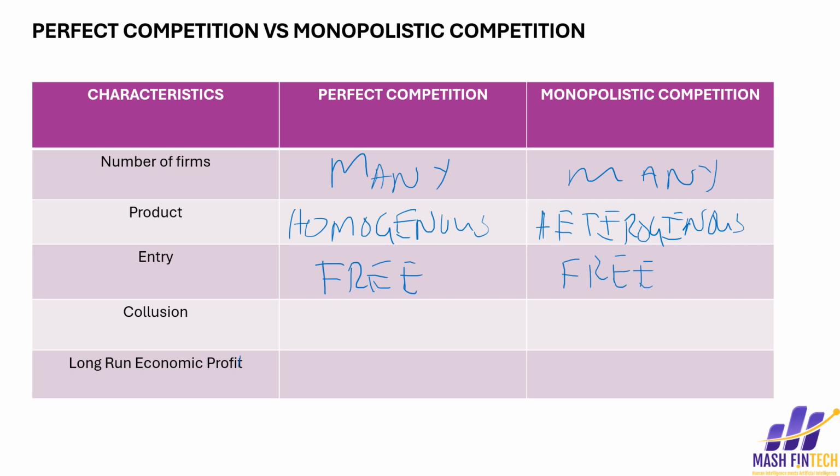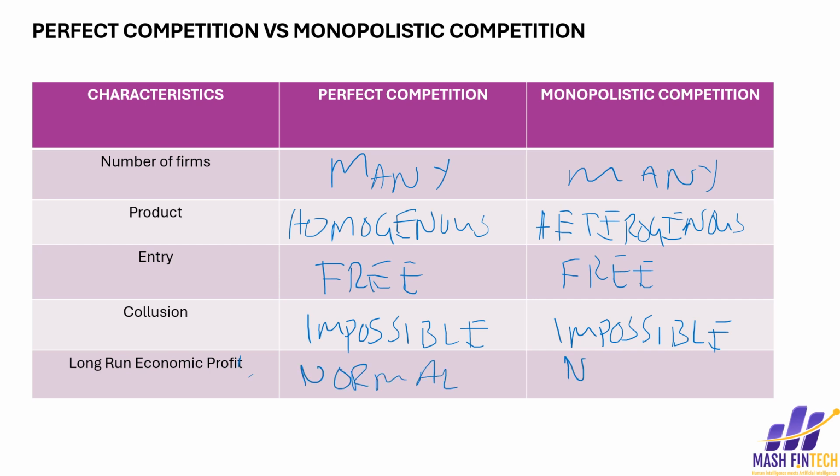Collusion is impossible for both markets. In the long run, profit for both of them is normal. Here it's normal, and here it's also normal. Right? However, there is a difference in the long run. Perfect competition is efficient. Monopolistic competition is not efficient, but I'll explain how in a moment. But you see from this comparison that monopolistic competition is actually competitive, as opposed to monopoly.